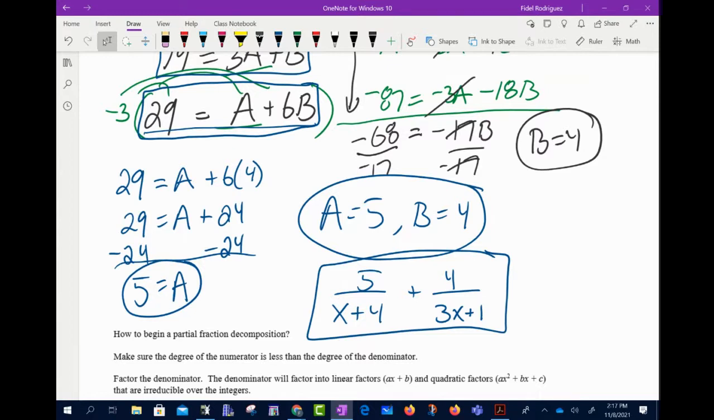So really what we're doing here is we're kind of given the answer. Like, we added these two fractions together. What were the fractions that we started off with? Okay, that's kind of the idea in doing these problems.